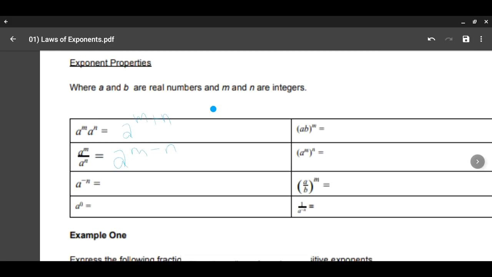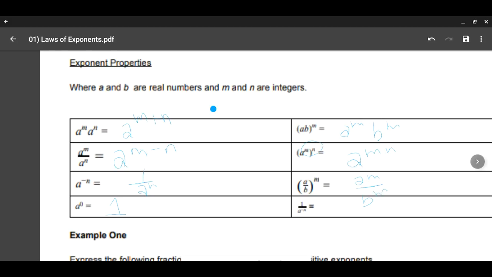Remember, a negative exponent means I can express this as a fraction, 1 over a to the n. A to the 0 is 1. We also have this property with parentheses. So if I have ab in parentheses to the m, that's the same as a to the m, b to the m. Similarly here, when I have an exponent raised to an exponent, I multiply my powers. This is the same as saying a to the m divided by b to the m.